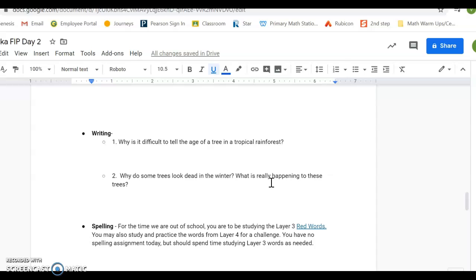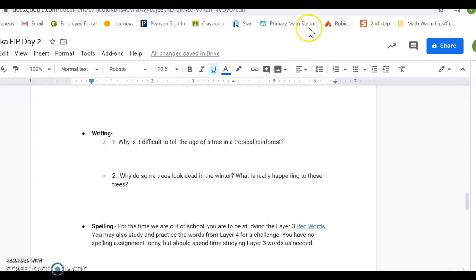Number 2, why do some trees look dead in the winter? What is really happening to these trees? So I'd have to start off, some trees look dead in the winter because, and then answer. And I don't want to forget my second part of my question. So then I could continue to write, what is really happening to these trees is, and then again, fill in my answer using the book.